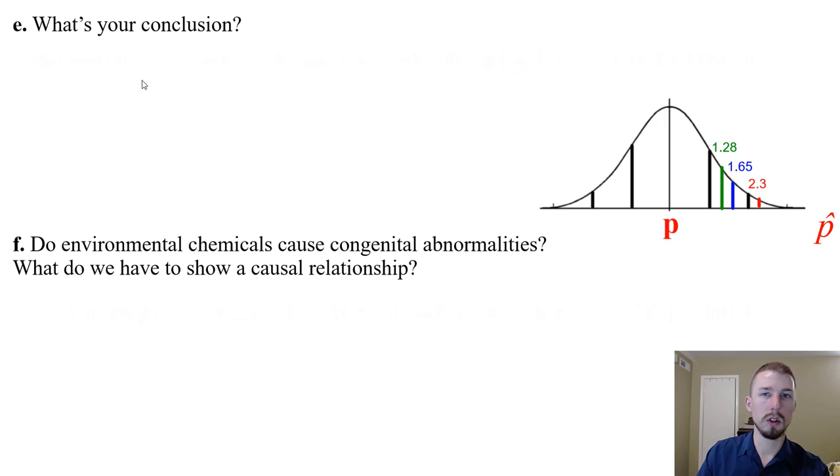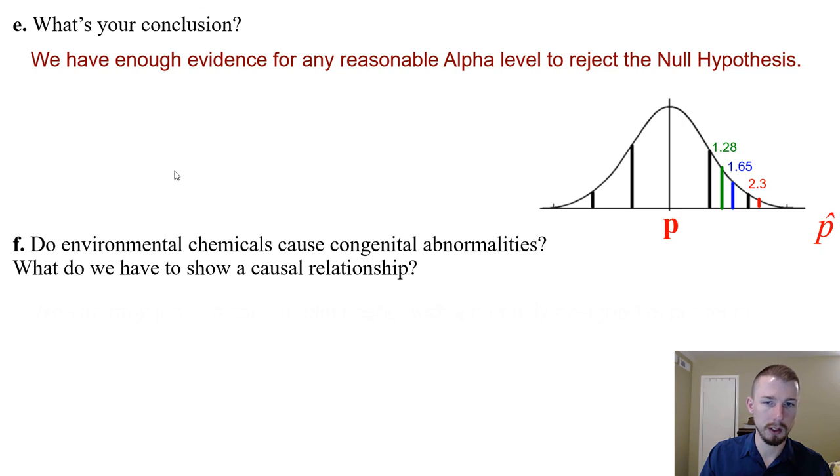All right, what's your conclusion? Well, with the p-value that's essentially 0, we would have enough evidence to reject the null regardless of what alpha level we selected. We do need to select an alpha level before we find the p-value, that way we can't go back and change our results. So we didn't select an alpha level, but it wouldn't matter because regardless of the alpha level, it's not going to happen. We have enough evidence for any reasonable alpha level to reject the null hypothesis.